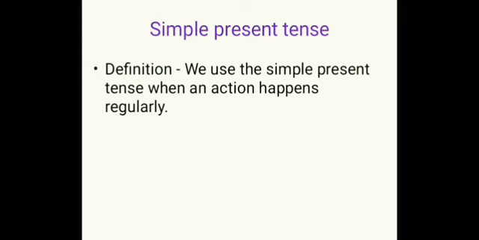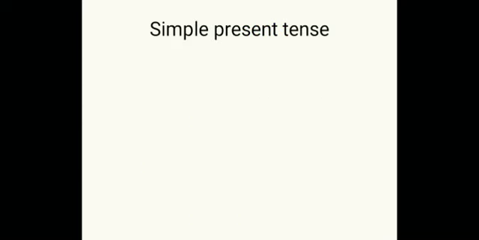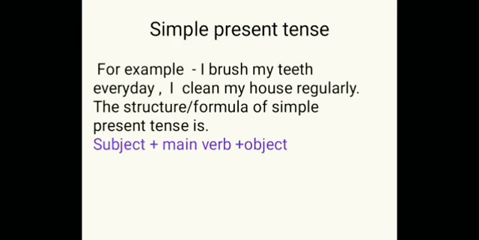Definition of simple present tense: we use the simple present tense when an action happens regularly. In simple present tense, we use verb to tell about things that happen regularly in present time, like every day, every week, or every month. For example, I brush my teeth every day. I clean my house regularly.